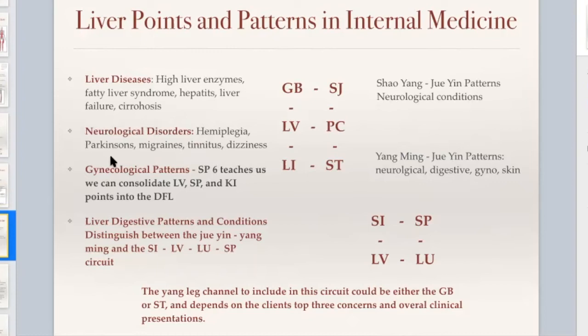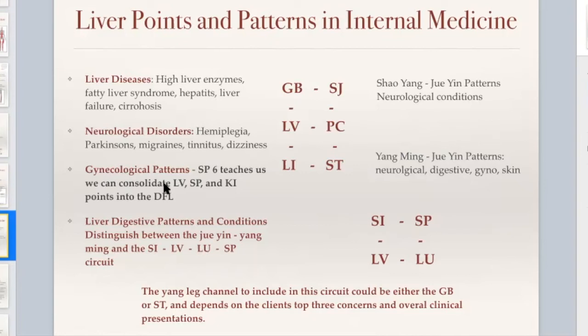Now, in TCM, we recognize that a lot of neurological conditions are liver related, right? So strokes, liver yang rising, tinnitus, migraines, Parkinson's. So if it's a neurological type liver zang-fu pattern, we're primarily going to be doing points on the Shaoyang Jueyin circuit. These circuits help us to determine what points we should use.